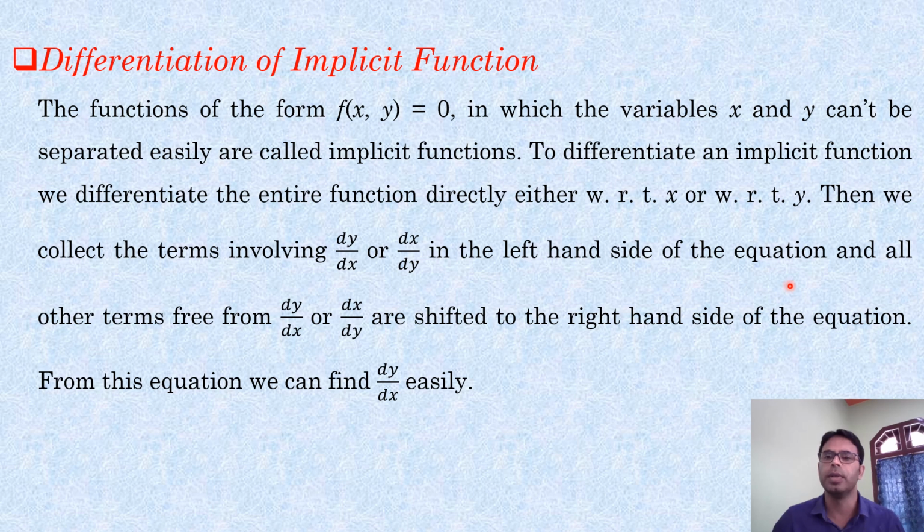and after that you take dy/dx common, and all of the terms which are free from dy/dx shift to the right hand side of the equation. Then take dy/dx common in the left hand side, and by dividing you can find dy/dx very easily from the equation. So this is the rule for finding the differentiation of an implicit function.